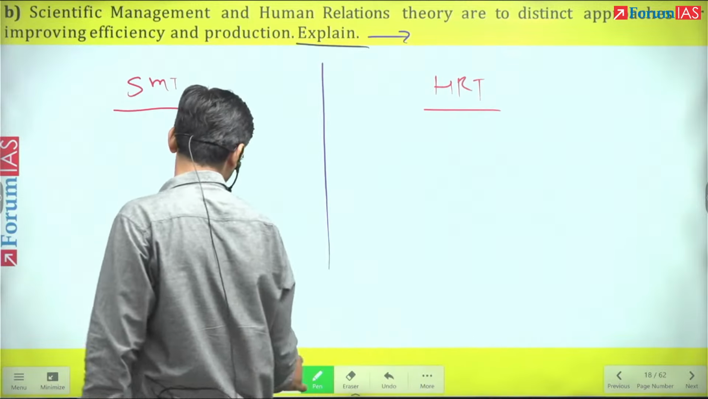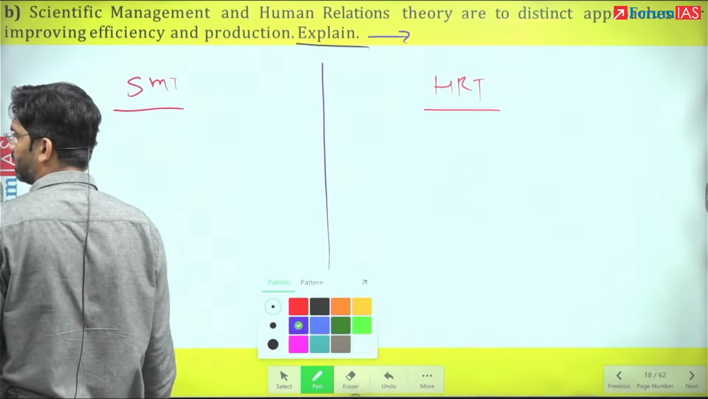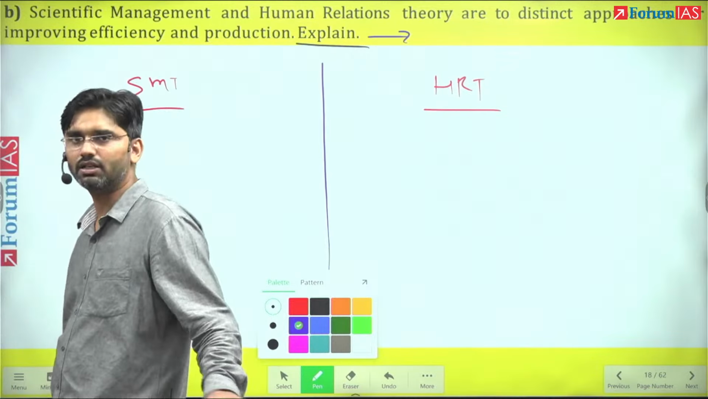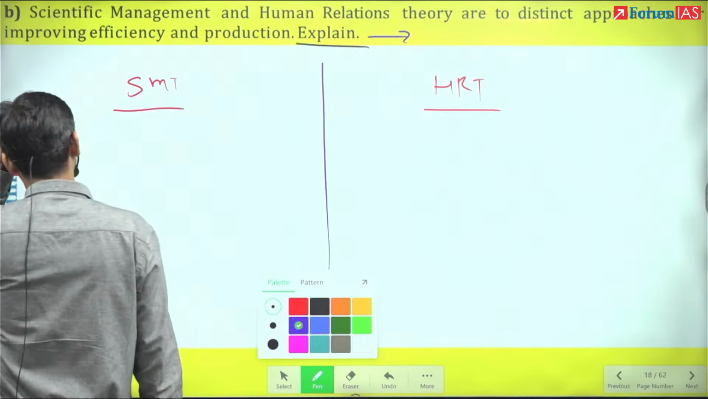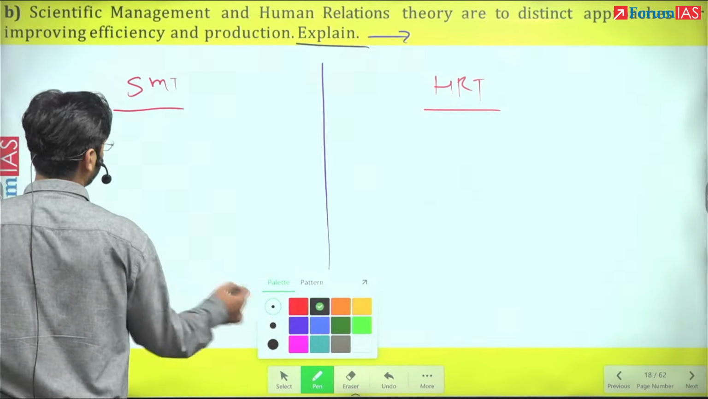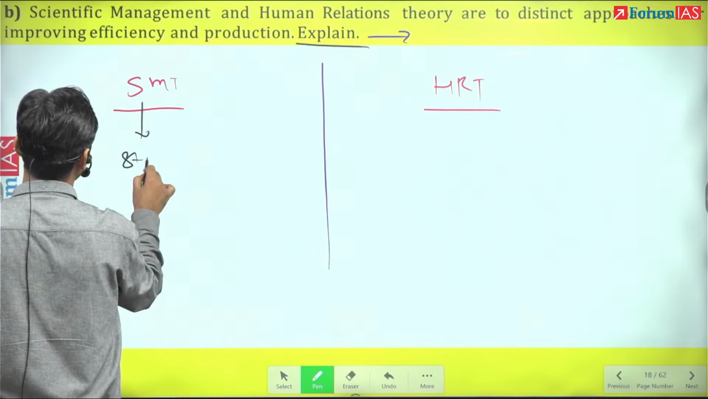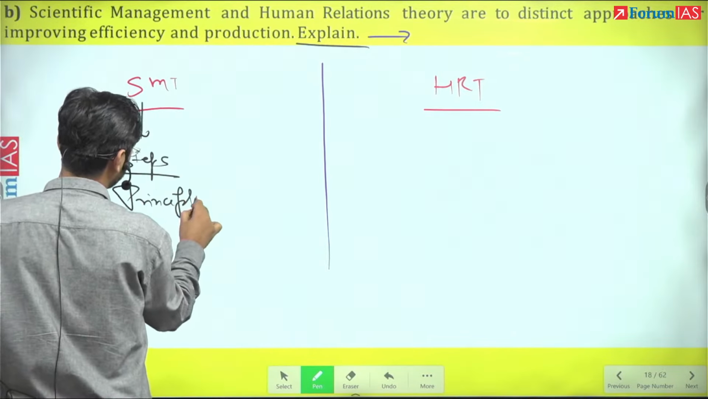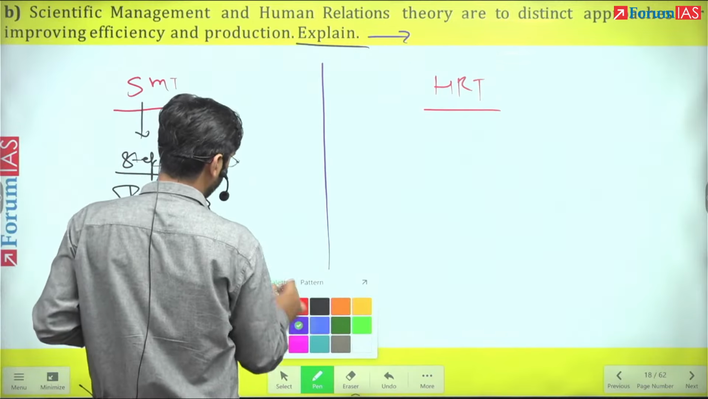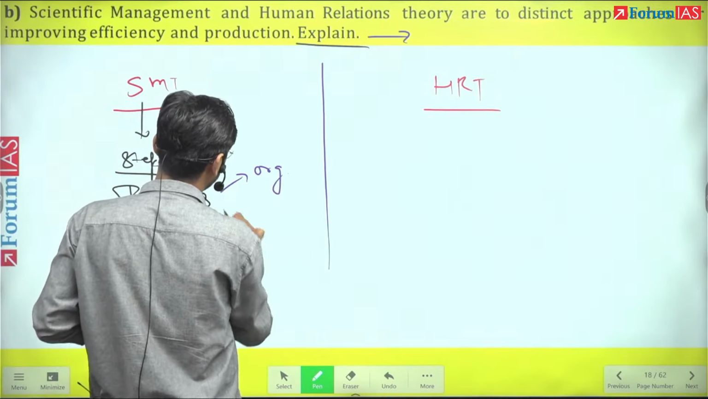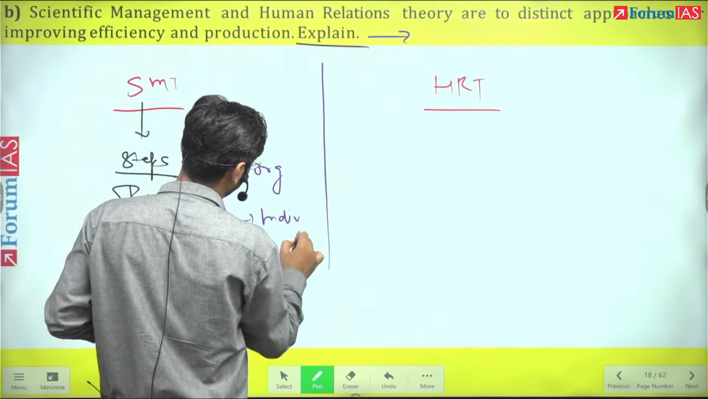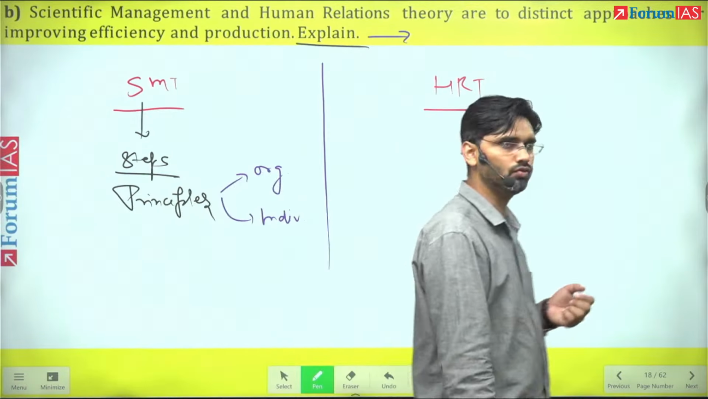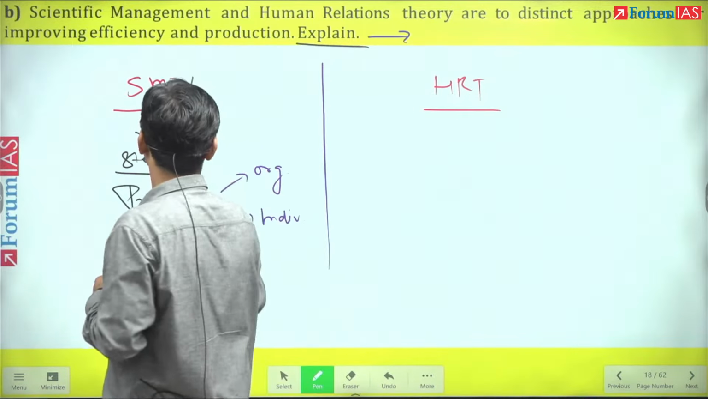When it comes to improving or achieving efficiency in terms of production, in Taylor's scientific management theory, there are certain steps or principles which the organization needs to follow, as well as the individual. Both need to follow the method.